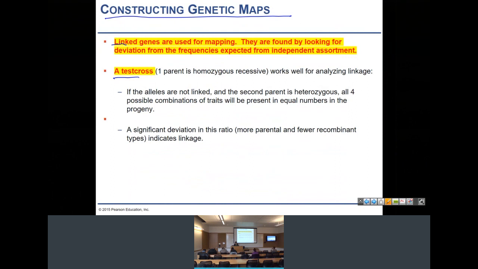If they are linked, there would be deviations from those predicted ratios. That's why, remember, I asked you to remember the predicted Mendelian ratios, so that you can see that these ratios are different.